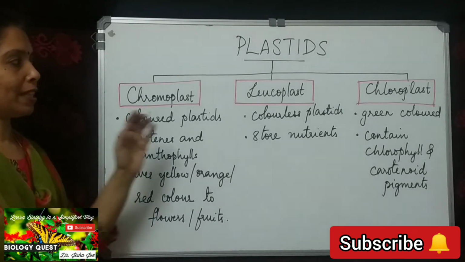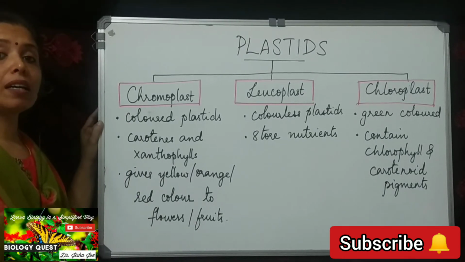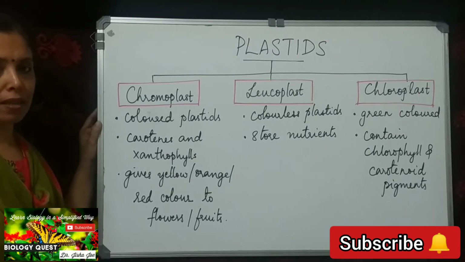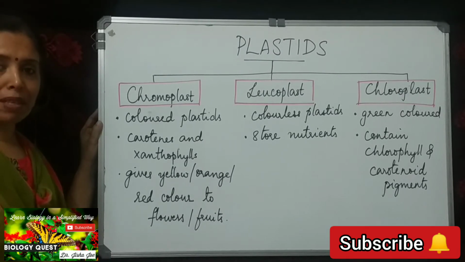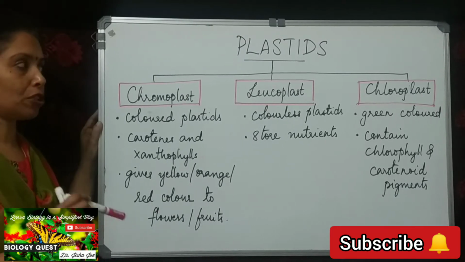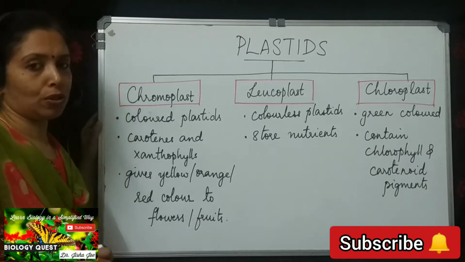Now, moving on to the next type of plastid, that is the leucoplast. They are colorless plastids. They do not have any pigment in them. The function of the leucoplast is to store nutrients. Since they don't have any pigments, they are the colorless plastids, and their function is to store the nutrients.